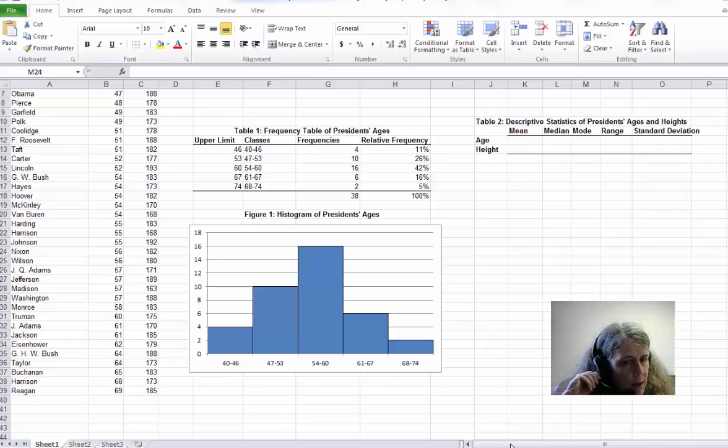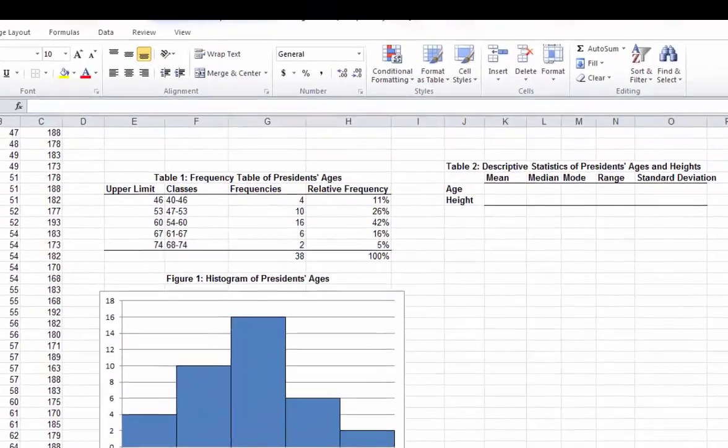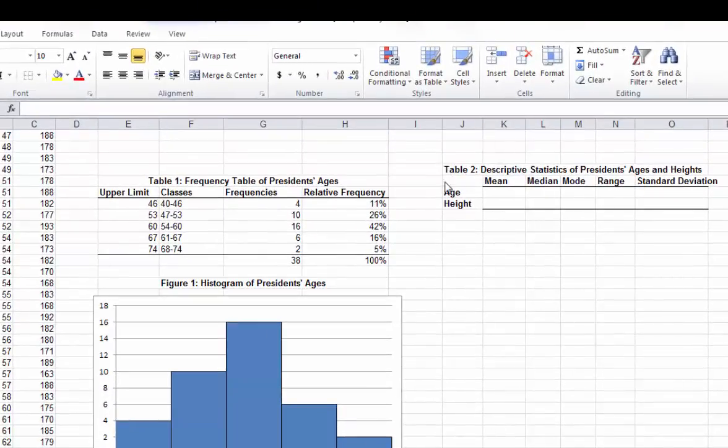Hello class. In the previous video we looked at frequency tables and histograms. Now we're going to look at descriptive statistics and the scatter plot. So right here I've already created a little table. This is going to be table 2 because table 1 of course is the frequency table of presidents' ages. Now we've got table 2, which is going to be descriptive statistics of president ages and heights.